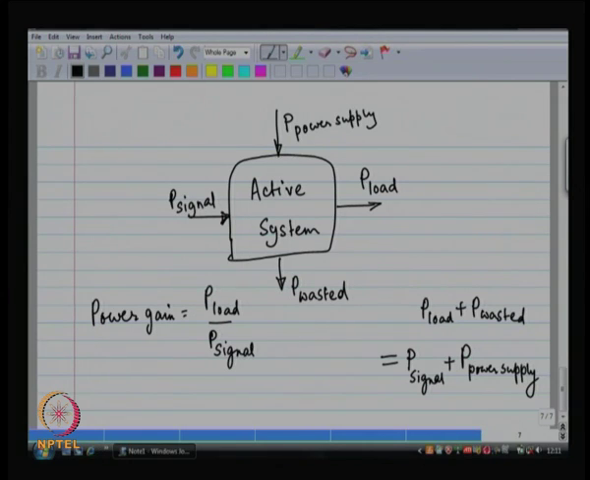So, now that you see this as your equation, you can conceive of power gains that are more than 1. I have picked this and this out of this equation, and I am saying that P load has to be more than P signal for a power gain to be more than 1. Power gain is basically P load by P signal. So, I am pumping in power from the power supply, and that is how the power delivered to the load is going to be more than the power coming in from the signal, right. So, this is the basic idea.